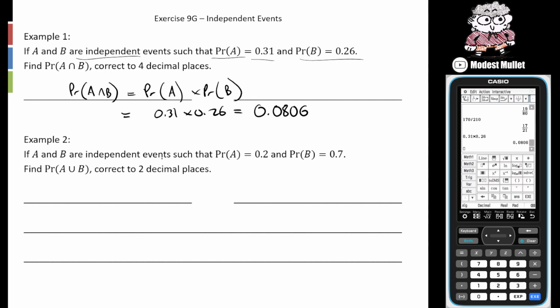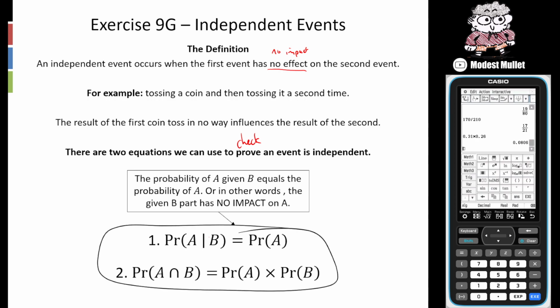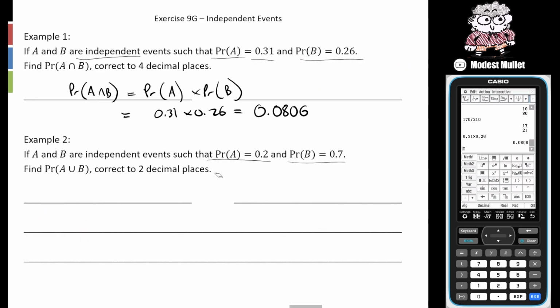If A and B are independent events such that probability of A is 0.2, probability of B is 0.7, find the probability of A union B correct to 2 decimal places. Now you'll know, nowhere here is there any rules for union. Okay, there is a rule for intersection, and how can we relate intersection to union? Well, we can use the addition rule. So first off, we need to find the intersection, and once we have the intersection, we can then use that intersection to find the union using the addition rule.